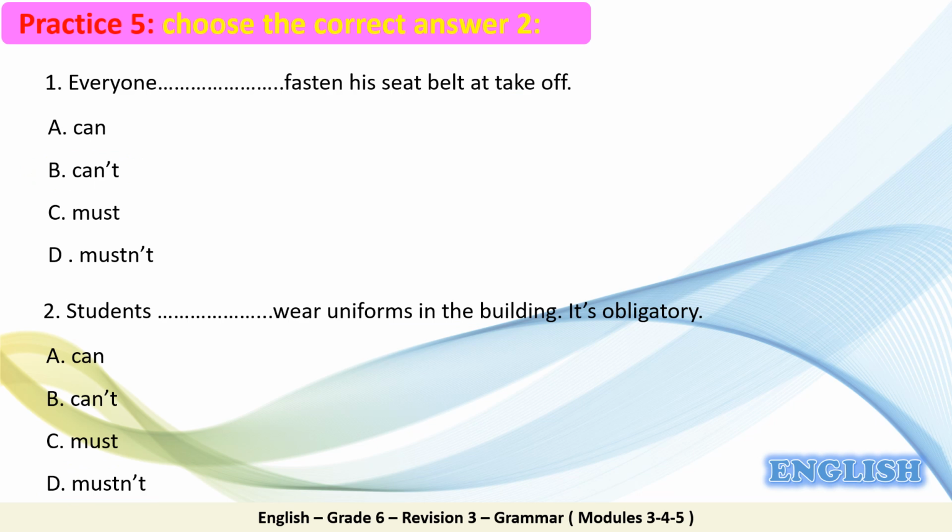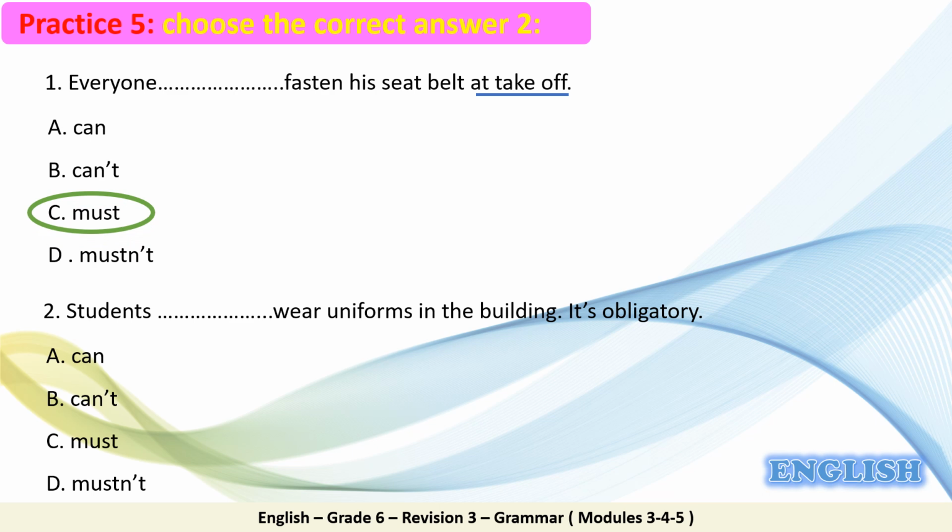Question number two. Choose the correct answer also. Everyone can, can't, must, or mustn't fasten his seatbelt at takeoff. It means when the plane will take off, what should we do? So can, can't, must, or mustn't. Excellent. Everyone must fasten his seatbelt.